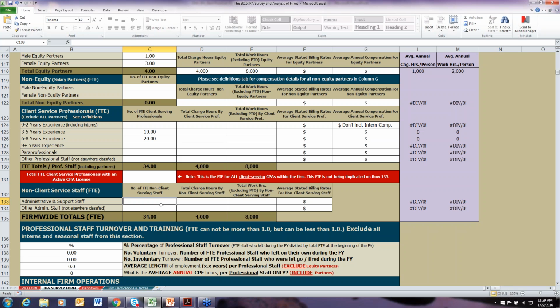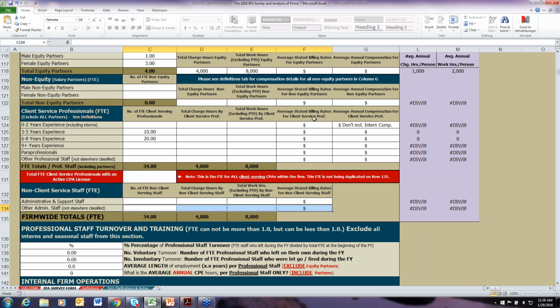And then we're looking for the same information for administrative staff. And then if there's any other client service oriented staff that don't fall into any of the categories above, be sure to include those in row 129. And if there's any other non-client serving staff that won't fall into any other categories, include that in row 134.